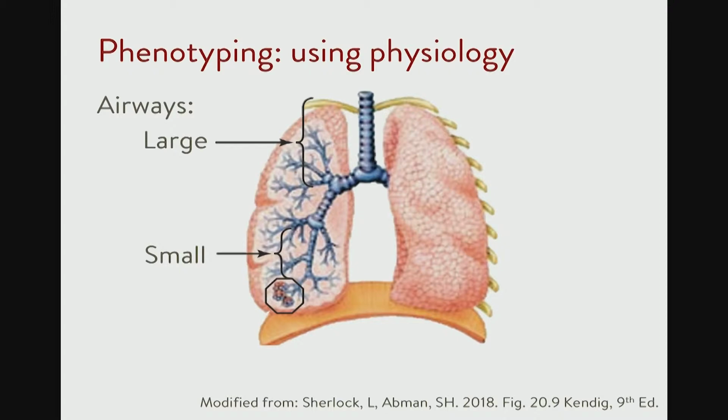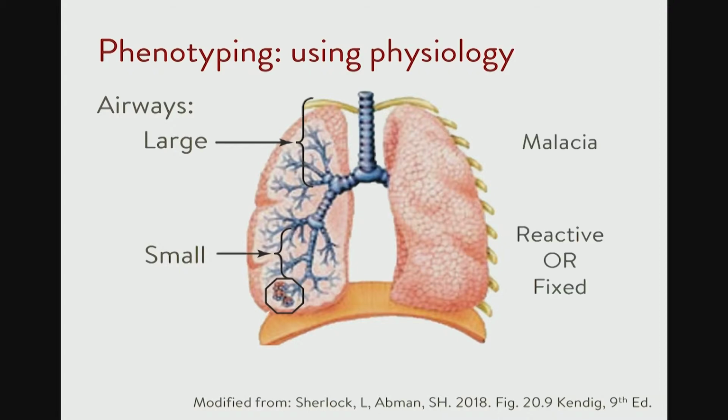The first will be thinking about the airways. So what do we know about the airways in BPD? We know the central airways, tracheomalacia, bronchomalacia, subglottic stenosis can play a major role in the large airways.